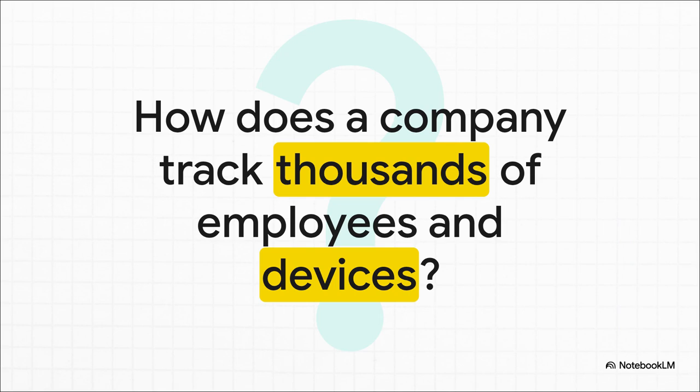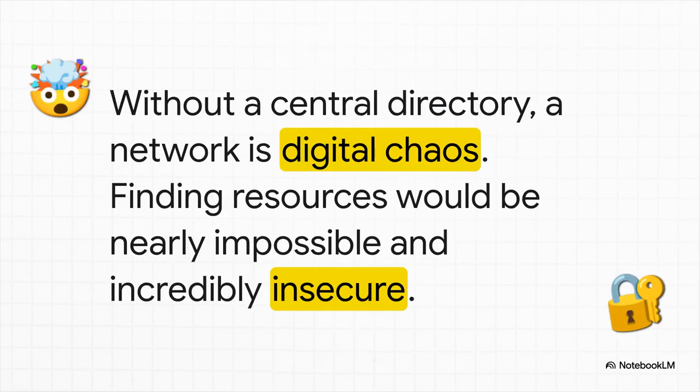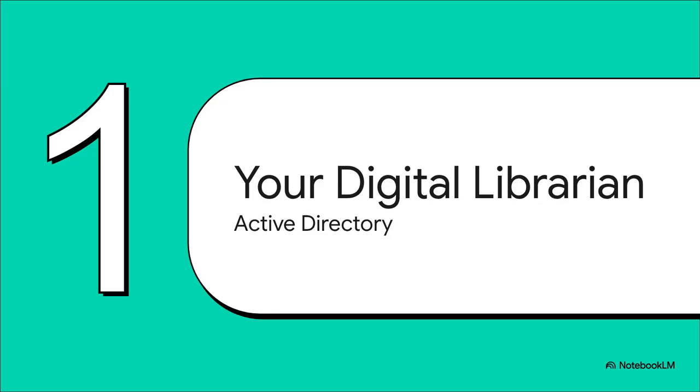So let's just frame the problem here for a second. Picture a huge company. We're talking about thousands of employees, thousands of computers, a ton of printers, shared files. You get the picture. How in the world do you keep track of all that without it just descending into total, absolute chaos? Because honestly, without some kind of central map or catalog, that's exactly what you get: digital chaos. It would be a nightmare for you just trying to find anything, and an even bigger nightmare for the IT folks trying to keep it all secure. You'd have no idea who should have access to what, or if the thing you're connecting to is even the real deal.